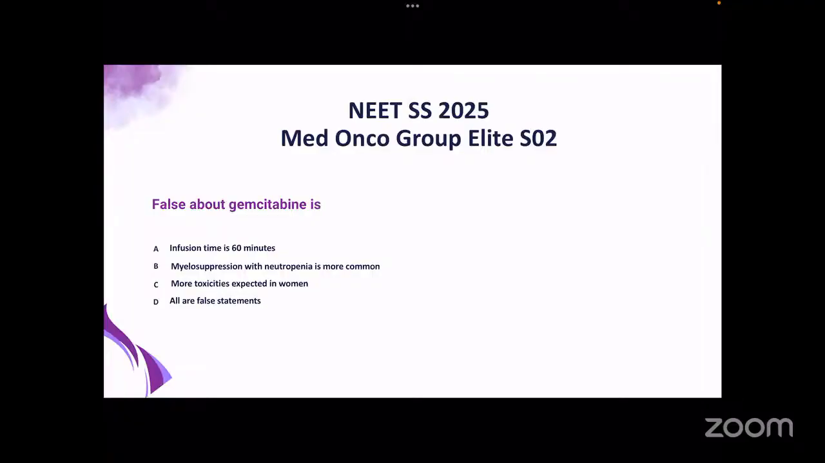Now coming to the next question. What is false about gemcitabine? Gemcitabine, what class is it? Gemcitabine comes under antimetabolite agents. And what is the problem? Infusion time is 60 minutes. So again, you will have to work in the ward to know these kinds of things. It is very commonly given over 30 minutes.